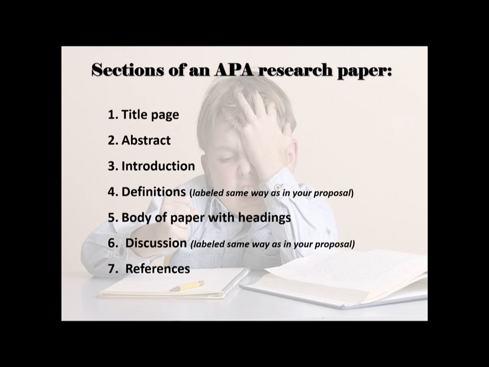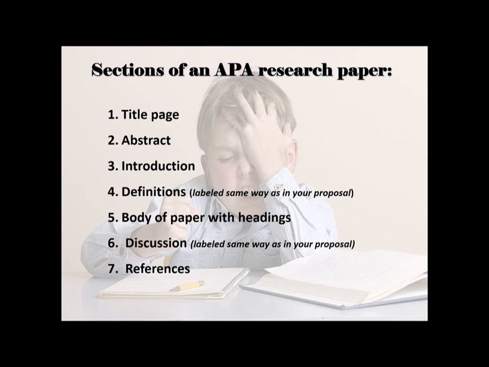Okay, so here are the sections that will be in the research paper. You need a title page that goes on its own page. You need an abstract, which goes on its own page. So the introduction will start on page 3. Then you need the definitions, the body of the paper, the discussion, and references.